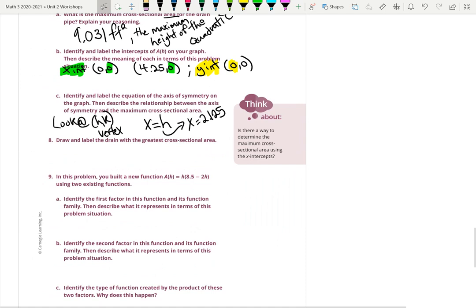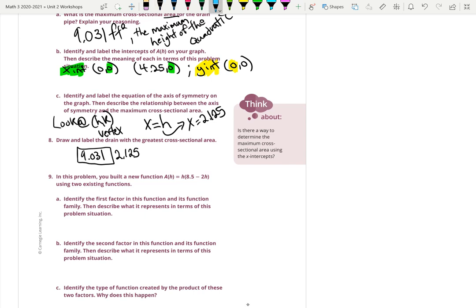All right, number 8, draw and label the drain with the greatest cross-sectional area. Now, don't do more work than you already did. We are creating a cross-sectional area that's like so. Now, what is going to be the height? Well, we've been saying that the height is 2.125, right? Then we need to know the area is going to be the output, which is 9.031. The area is the inside.